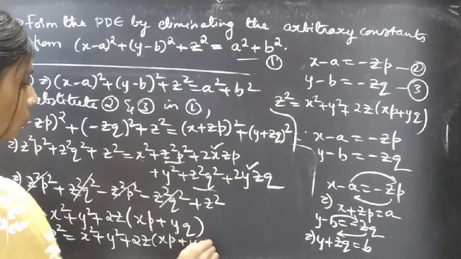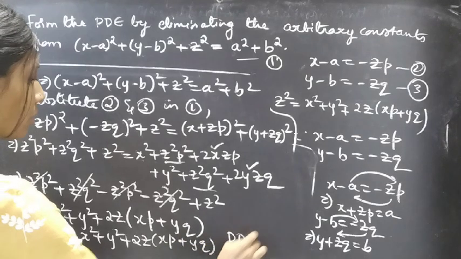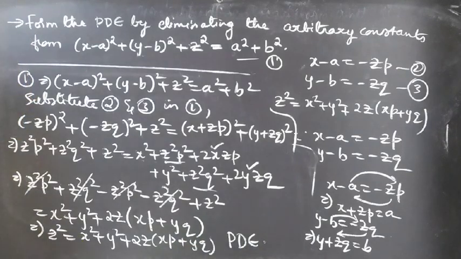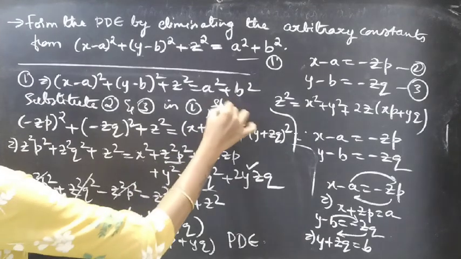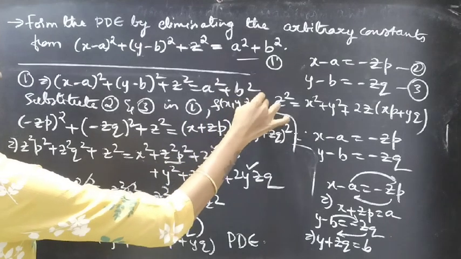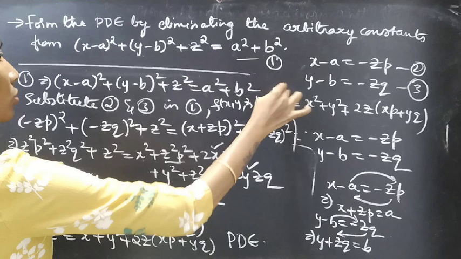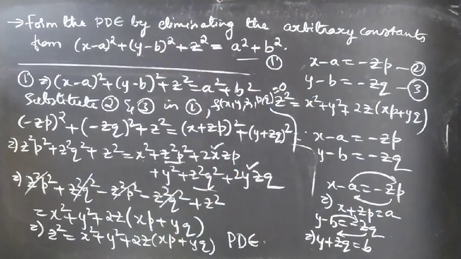(xp plus yq), which is the required partial differential equation, which is of the form f of x, y, z, p, q equal to 0, right? It does not involve any arbitrary constants. This completes the problem.